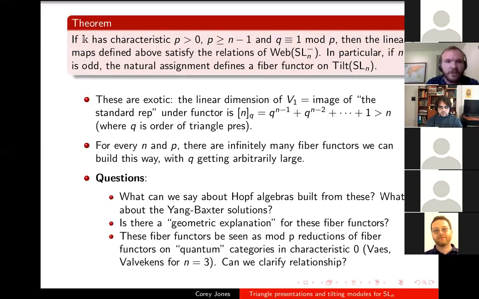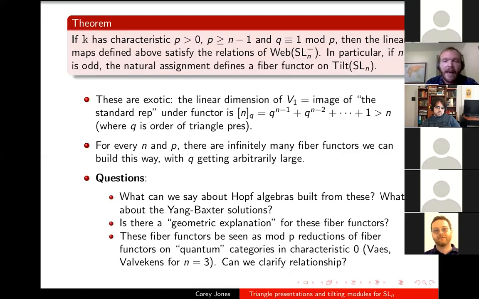And then this takes us to the theorem. So if K has characteristic P greater than 0, and P is greater than or equal to N minus 1, and Q, which was the order of the triangle presentation, is 1 mod P, then the linear maps that we just defined satisfy the relations of Web SLN minus. And in particular, if N is odd, then by that stuff we explained earlier about the universal properties of idempotent completion, this assignment defines a fiber functor on tilt SLN. In general, you're getting this Web SLN minus category, but when N is odd, they're the same, and so then you can apply that whole stuff to get a fiber functor on tilt SLN.